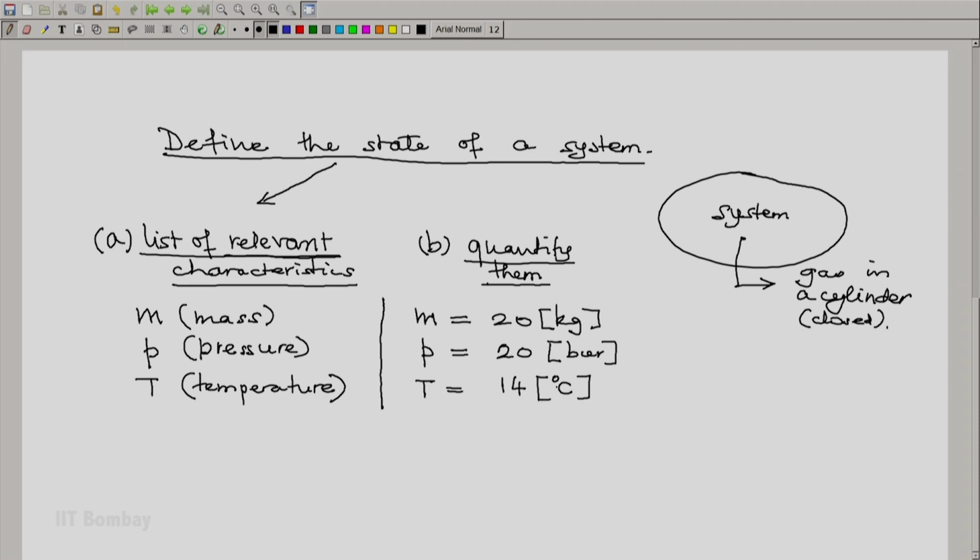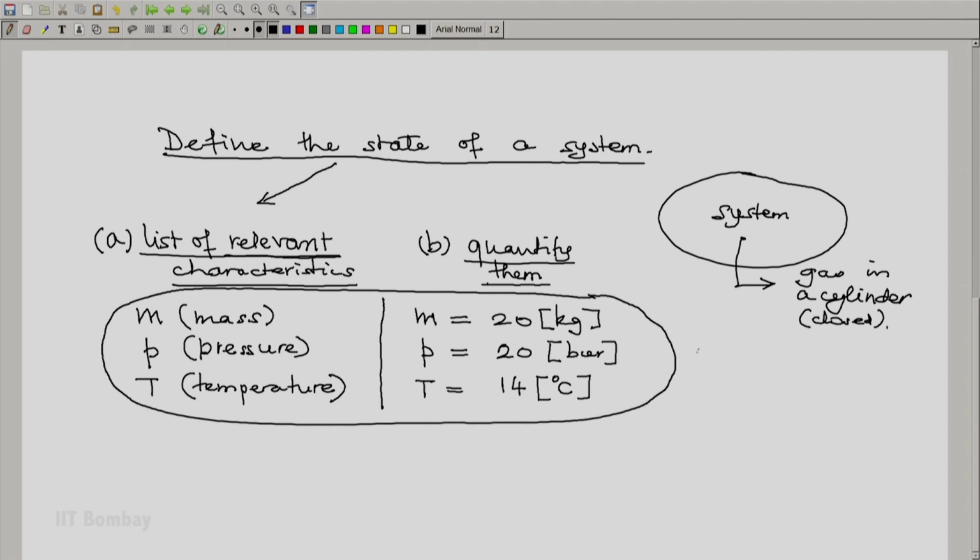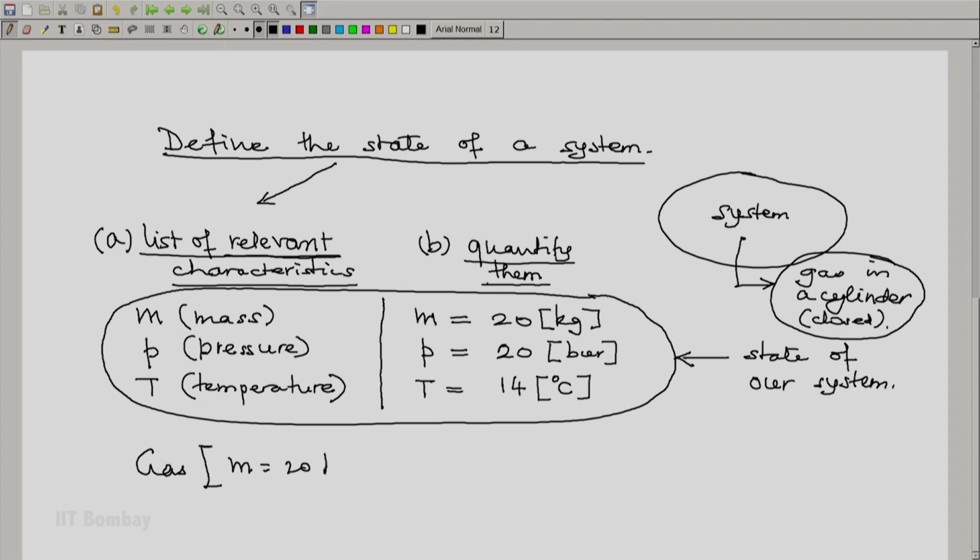So when we have a list of relevant characteristics and the numbers associated with them, we say that we have defined the state of our system, and our system is this gas in the cylinder, mass 20 kg, pressure 20 bar, temperature 14 degrees C. So we can say our system is gas, symbolism could be like this, mass 20 kg, pressure 20 bar, temperature 14 degrees C.